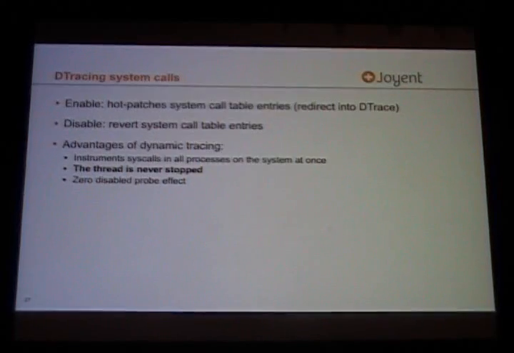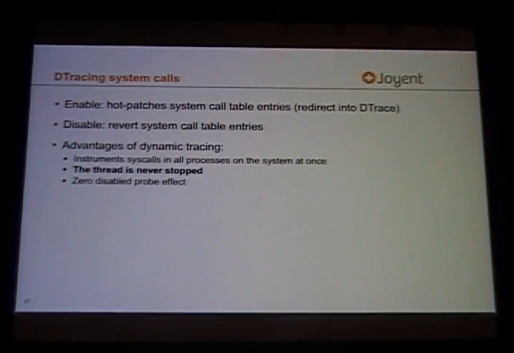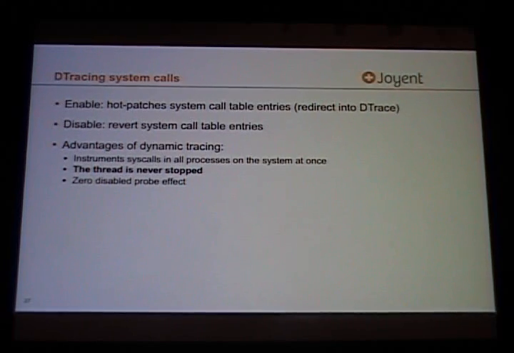So now we've generated this D script, and we've handed it off to DTrace, but how does the magic actually happen? In the system calls case, it's relatively easy, although maybe not obvious. Again, remember we want a system with zero disabled probe effect, which is absolutely safe in production. That's the whole point of this thing.